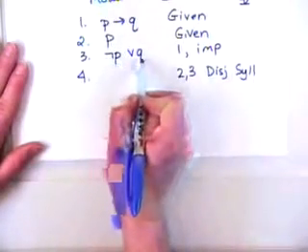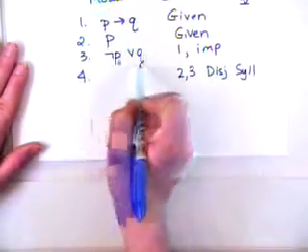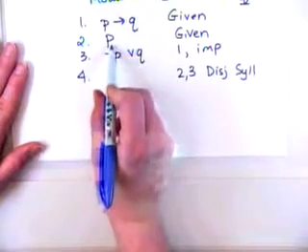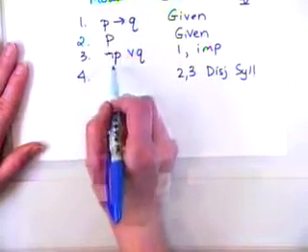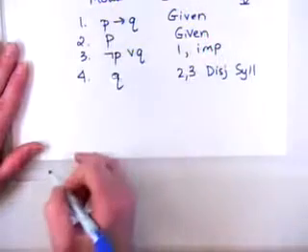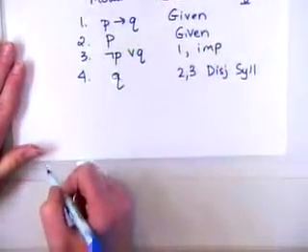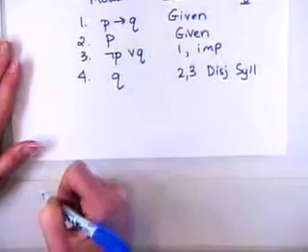So this says I either have an apple or an orange. So I have not P or Q. This one says that not P is false. So I don't have that apple, so I must have the orange, so Q must be true. So I've just proved modus ponens using disjunctive syllogism.